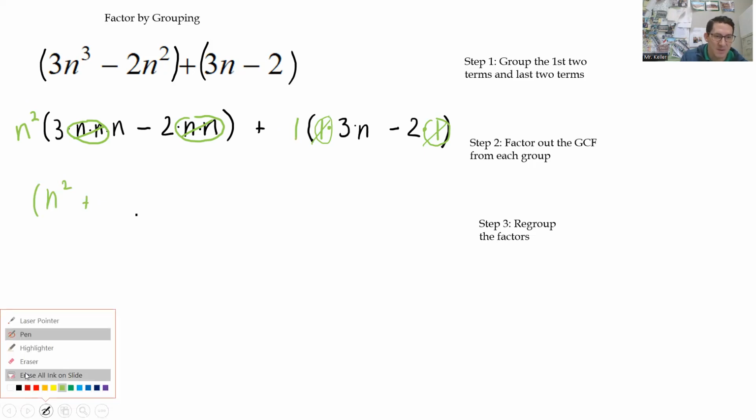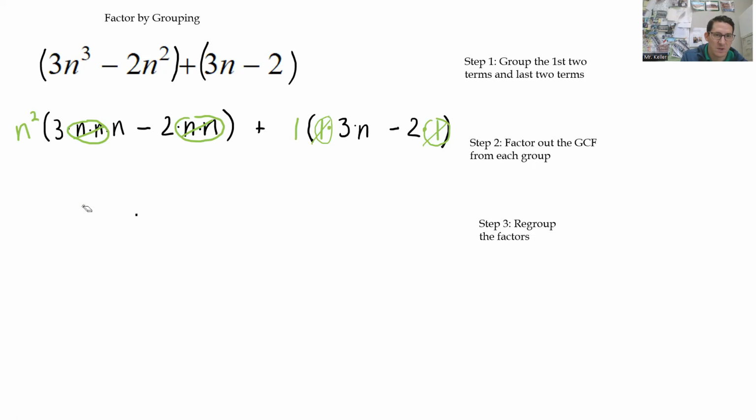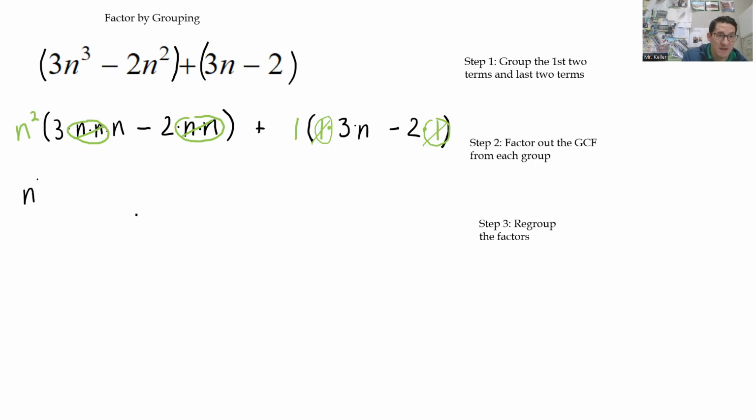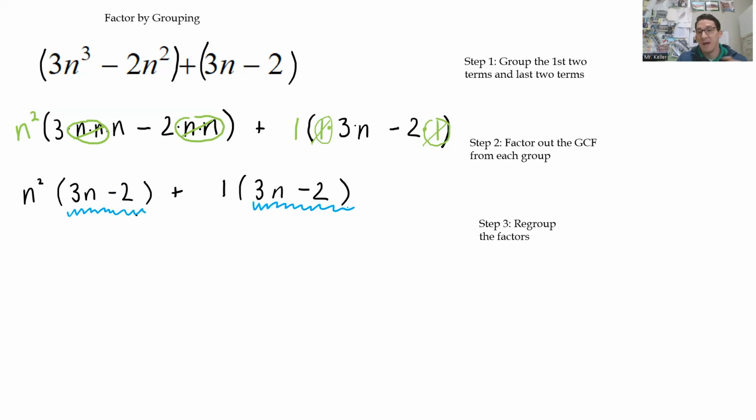Actually, let me back up a second. Let me rewrite it, because that's all messy. So here I have n squared, and then there'll be a 3n minus 2 left here. Plus, I factored out a 1, and there's a 3n minus 2. What I want you to notice is that what is left after we found the greatest common factor, 3n minus 2 and 3n minus 2, those should be identical.